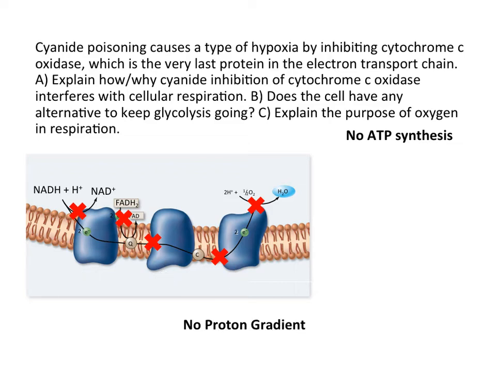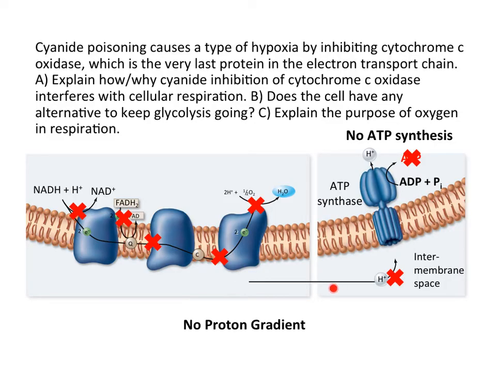And if there is no electron transport, then there is no energy for these proton pumps to pump protons. So there are no protons being pumped. So at some point the protons that were there would move back and there would be no proton gradient. If we have no proton gradient, then we have no protons to go through ATP synthase, which means we have no means of producing ATP.